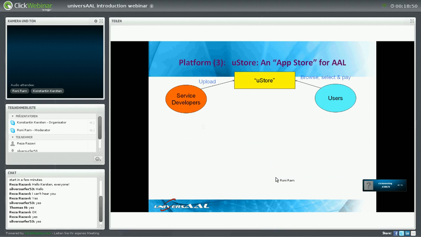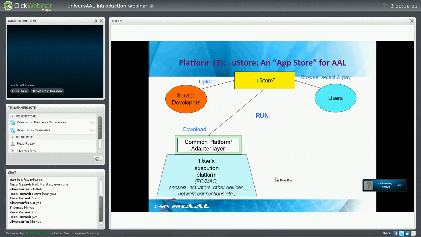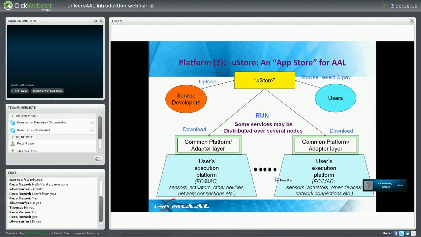uStore is our app store for AAL. In uStore, the developers upload services as opposed to the applications in an app store. The users then browse the store, select the services that they are interested in, and pay for them. And then, instead of downloading and running it on iPhone or iPad, which is a proprietary platform, the service is downloaded and installed on top of the universAAL Common Platform. Some services may even be distributed over several nodes. So the installation process is much more complicated than the one that the App Store is doing.